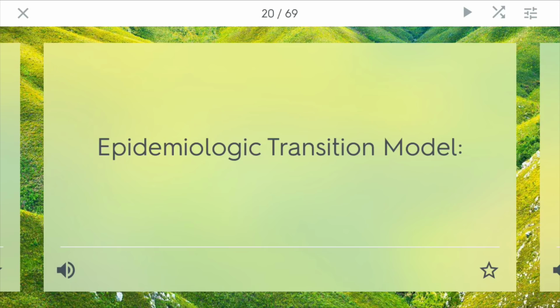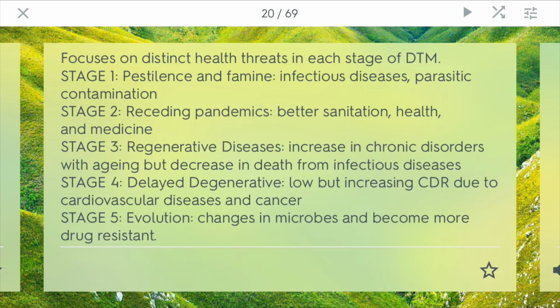The epidemiologic transition model focuses on distinct health threats in each stage of the DTM. So once again, there are 5 stages to go with the 5 stages of the previous model. Stage 1, pestilence and famine. So bugs really come in. They pass on infectious diseases and parasitic contamination. This contributes to lots of people dying, of course. Stage 2, fewer pandemics, better sanitation, health, and medicine. This allows people to live better.